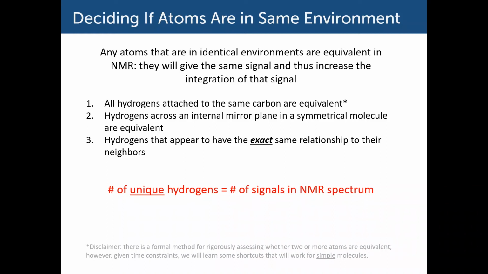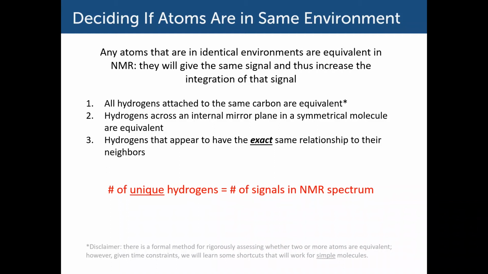So maybe we already know a structure, and we're trying to decide, does that NMR spectrum match the structure? Again, that would be common in a laboratory environment where you think you know what you made, and you're trying to decide, did you actually make it? So the number of unique hydrogens, right? Another way of saying that is how many types of hydrogens rather than how many total hydrogens. It's always going to be equal to the number of signals in the NMR spectrum.